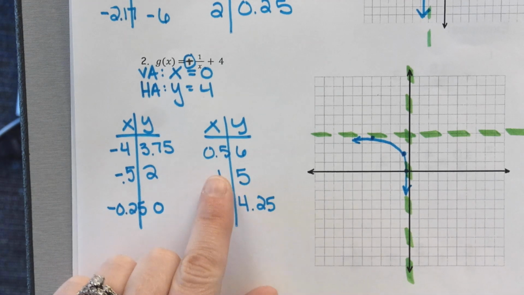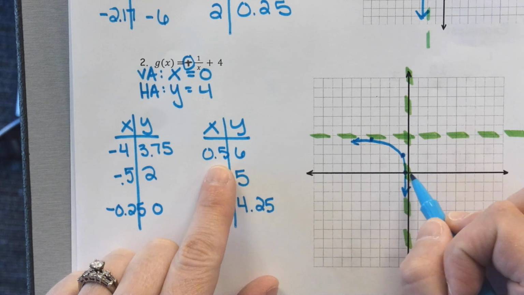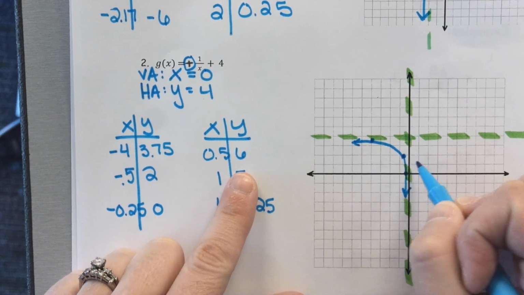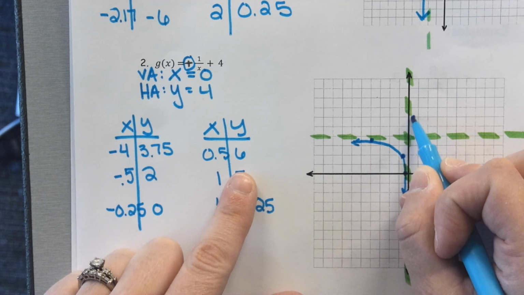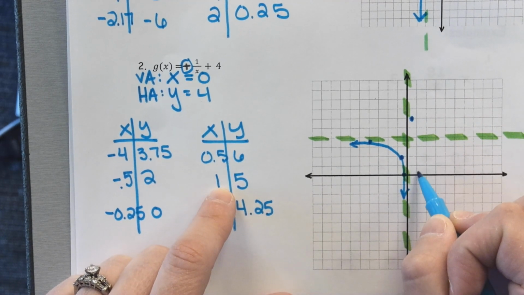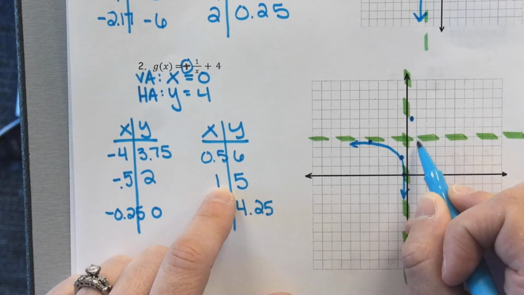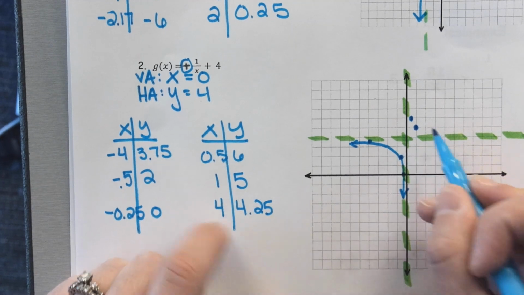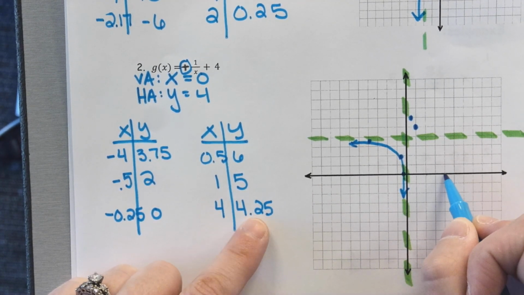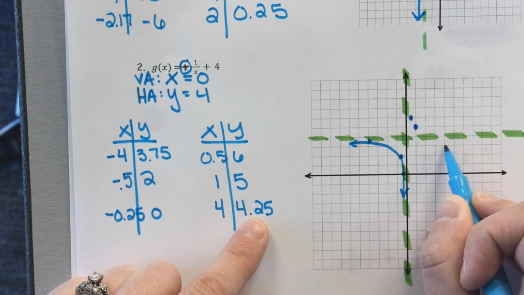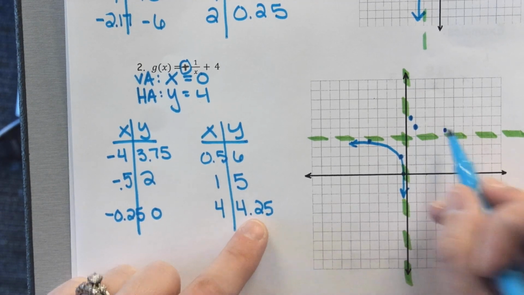Now I'm going to graph the other arm. Over 0.5, up 6. 1, 2, 3, 4, 5, 6. Over 1, up 5. 1, 2, 3, 4, 5. Over 4. 1, 2, 3, 4. Up 1, 2, 3, 4.25.